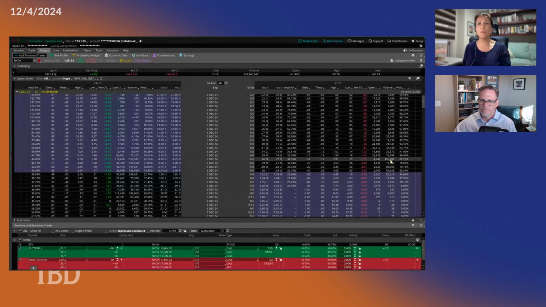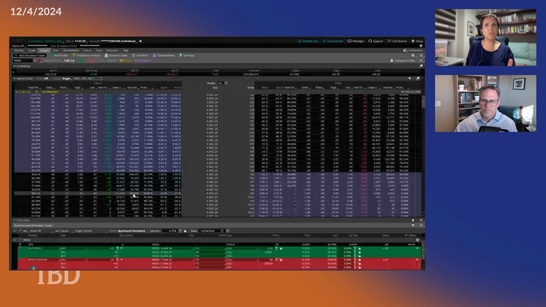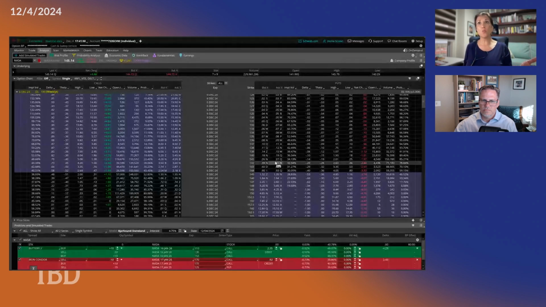Here's 155. So we're looking at 141 on the floor. And I'm going to guess that it's 150 on the ceiling. And so that's what the traders are thinking. Hey, I'm not going to get up over 150, but I should hold 141. That's what the traders are thinking.